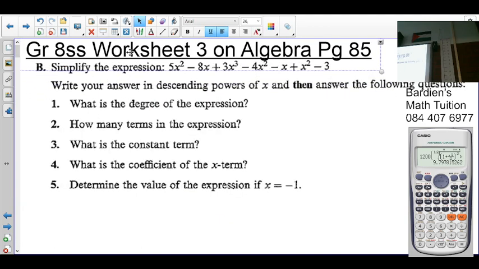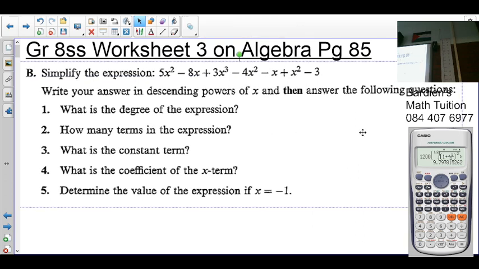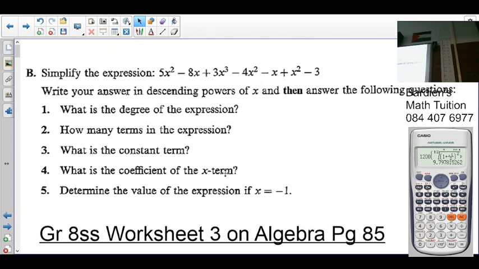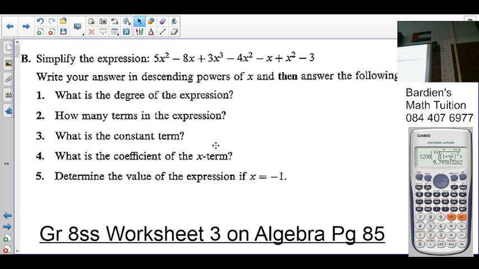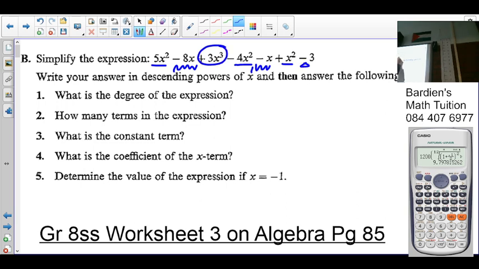Now we are told, simplify the expression, write your answer in descending powers of x and answer the following questions. So must I first write it in descending powers? Oh, you must simplify the expression first. So we only look for like terms. Okay, so it's 5x squared, negative 4x squared and x squared, minus 8x minus x, 3x cubed, and that is on its own as well. Not so?